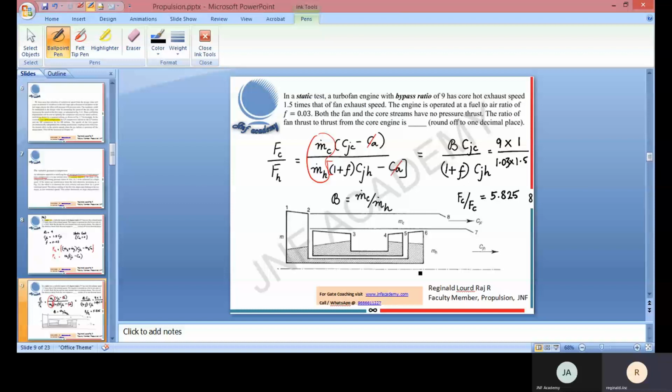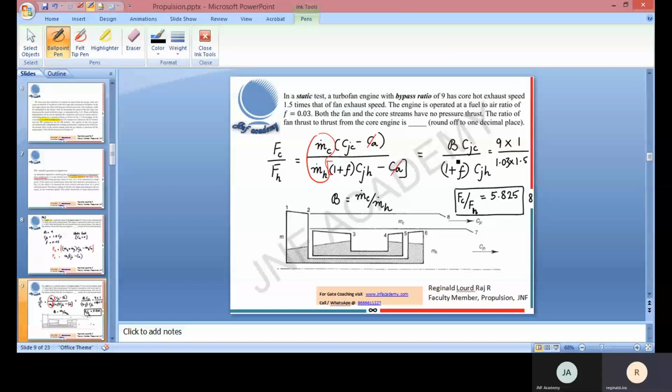Now you see that it's a turbofan engine, so the bypass ratio is 9. That means the mass flow rate through the bypass duct is 9 times the mass flow rate through the core engine. Hence, a large thrust is produced by the cold jet. Almost 5, 5.8, so almost 6 times the thrust of the hot jet is equal to the thrust of the cold jet. So the answer is 5.825.